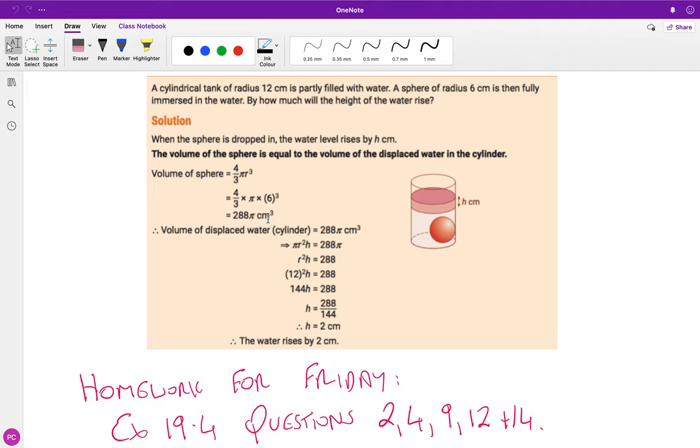A cylindrical tank of radius 12 centimeters. So bear in mind a couple of things there. One, we're dealing with a cylinder. Two, a 12 centimeter radius is filled with water. Here's our tank down the bottom on the right there, see it?